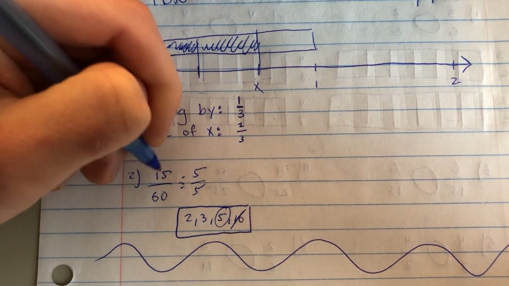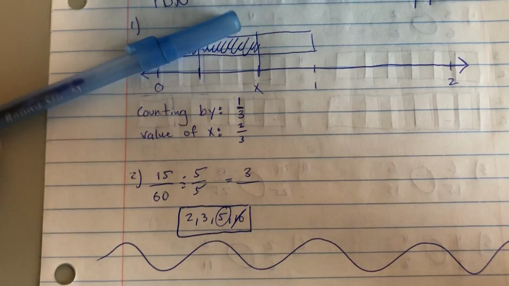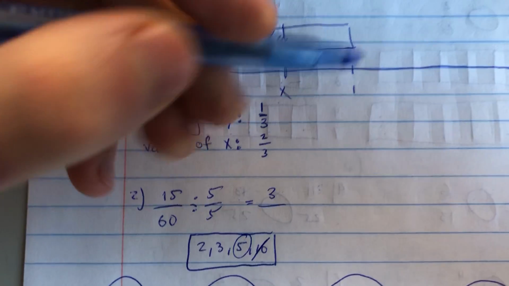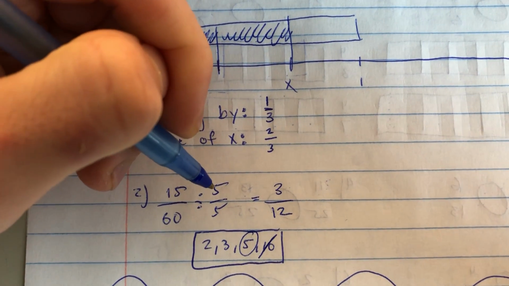If I roll my 5s until I get to 15, 15 divided by 5 equals 3. If I roll my 5s until I get to 60, it looks like this. 5, 10, 15, 20, 25, 30, 35, 40, 45, 50, 55, 60. That's 12. 60 divided by 5 equals 12. So now I have this fraction 3/12.